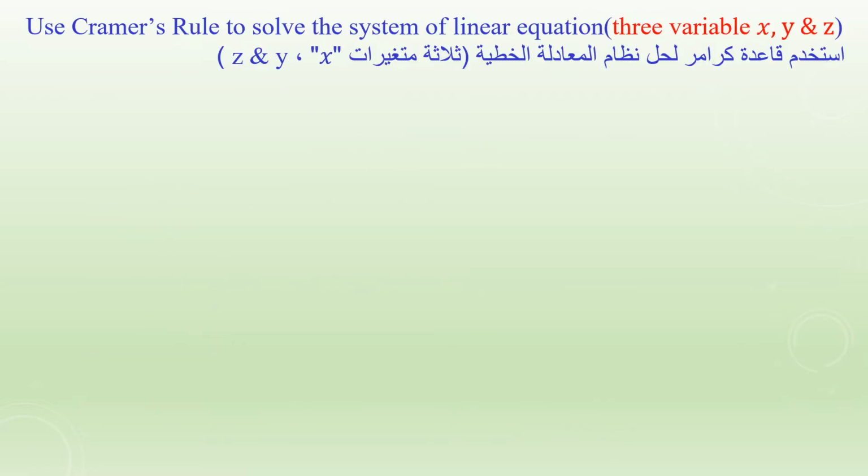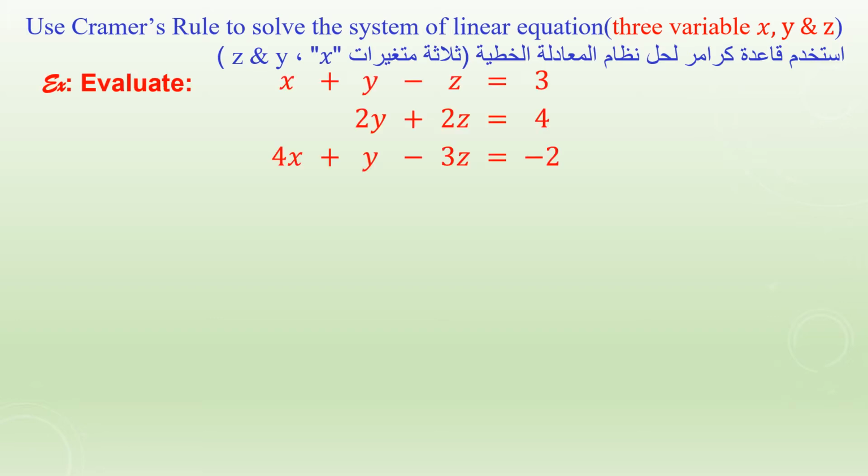Now we use Cramer's rule to solve a linear system with three variables x, y, z. I have three equations. The first is x plus y minus z equal 3. The second equation is 2y plus 2z equal 4. The third equation is 4x plus y minus 3z equal negative 2. In this problem I need seven steps: the first is delta, then delta x, delta y, delta z, then x, y, z.